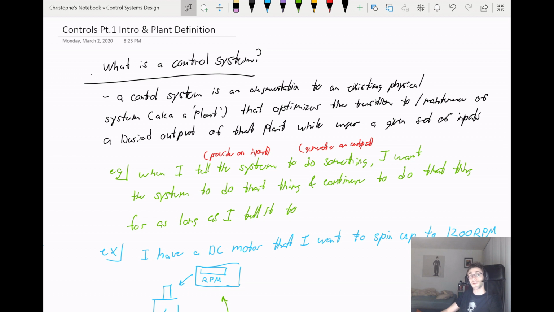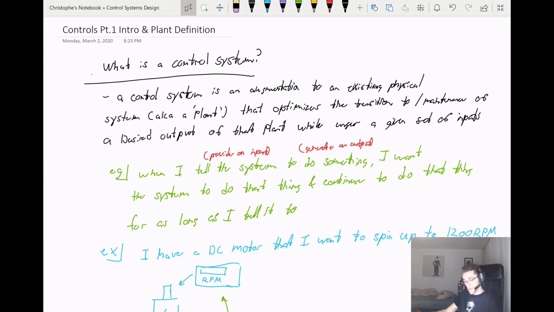I'm your host, and today is going to be part one of a multi-part series where we're going to be talking about control systems and control system design. So in this video, we're going to be asking the question, what is a control system? Now, as you can see on the screen here, a control system is just an augmentation to a physical system, also known as a plant in control system design, that optimizes the transition of or maintenance of a desired output of that plant while under a certain set of inputs.